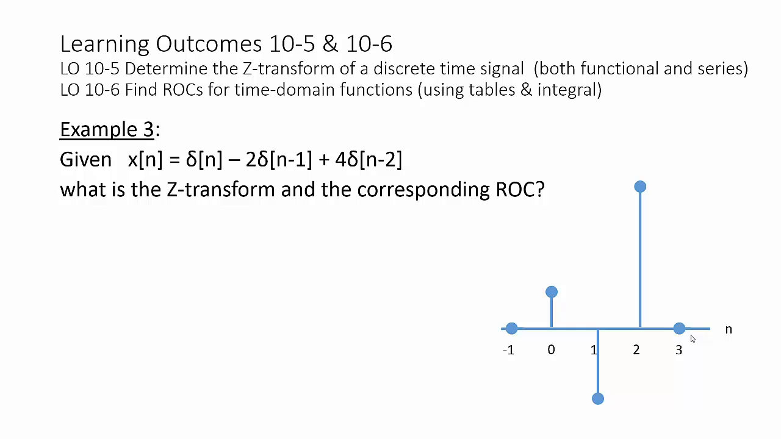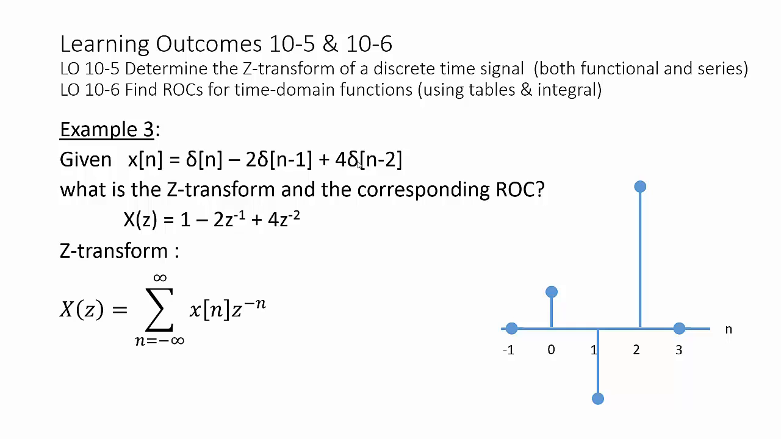If we look at our table 10.2, property 1 and property 4, property 1 corresponds to delta of n, and property 4 corresponds to the second two terms. So we wind up with this transform.